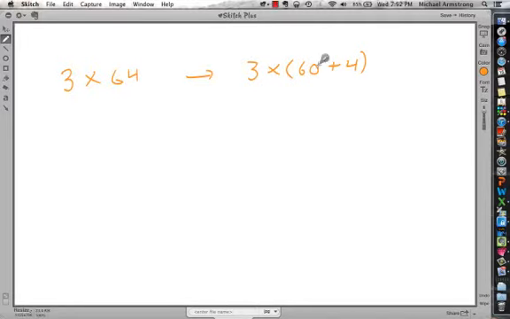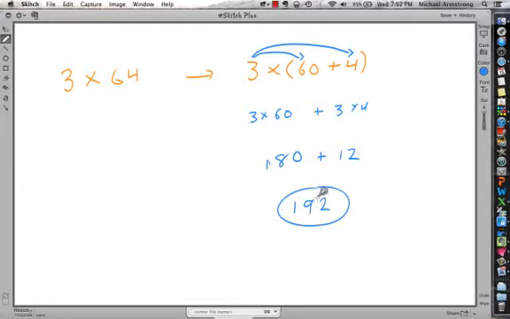And now we have a distributive property. Remember what we do maybe with the arrows: 3 times 60 and 3 times 4. 3 times 60 plus 3 times 4. 3 times 60, 3 times 6 is 18. Add a 0, so 3 times 60 is 180, plus 3 times 4 is 12. So 180 plus 12 is 192.